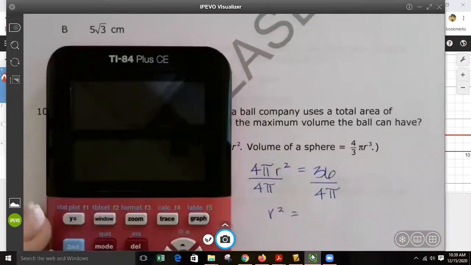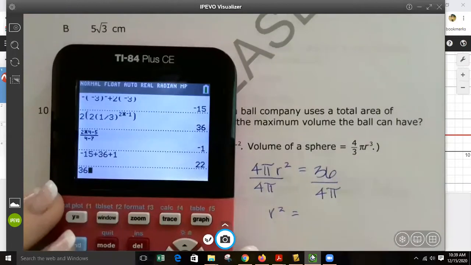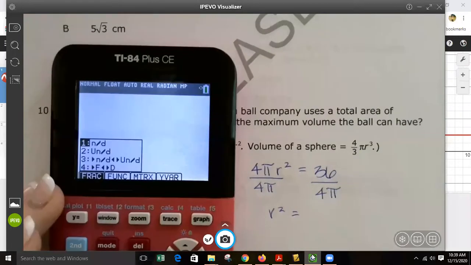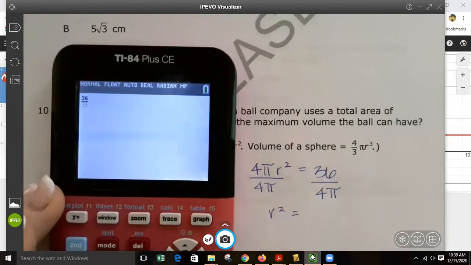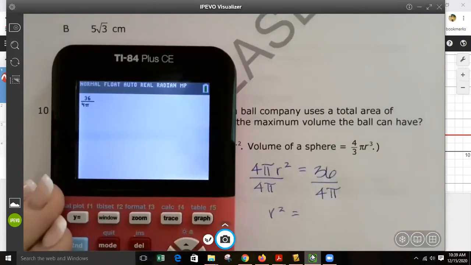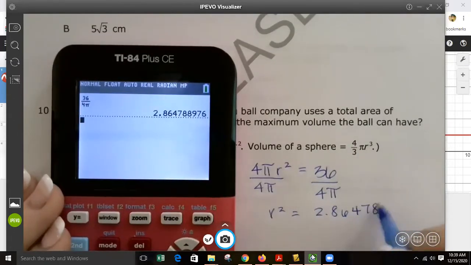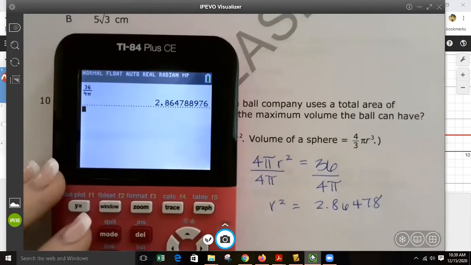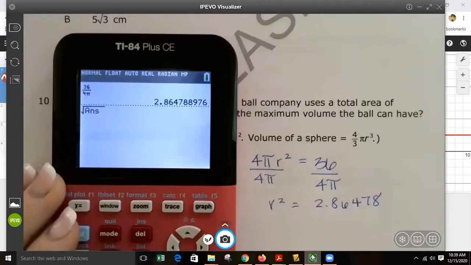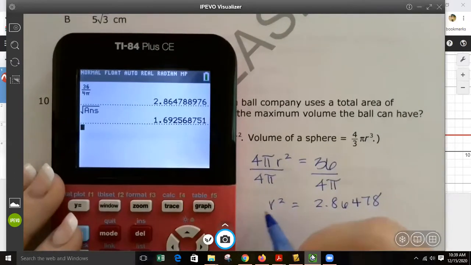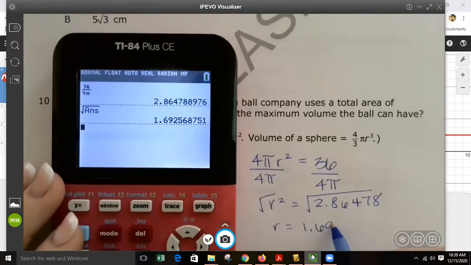So in my calculator, I'm going to do 36. I'm going to go ahead and do alpha y equals so I can make sure I get it looking exactly right. Divided by 4 pi, and it's going to give me a nasty decimal, and that's okay. I would go 4 or more decimal places, and you don't have to round if you go 4 or more. And then I'm going to take the square root, and in my calculator, I just use the decimal that's in there. And I get 1.6926.